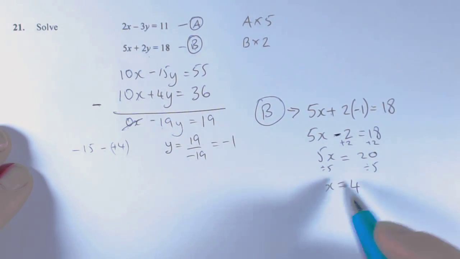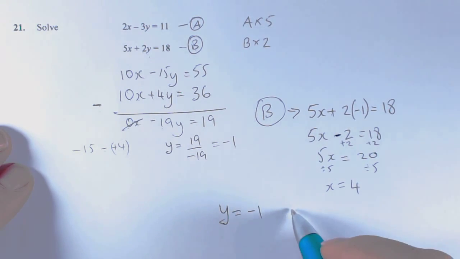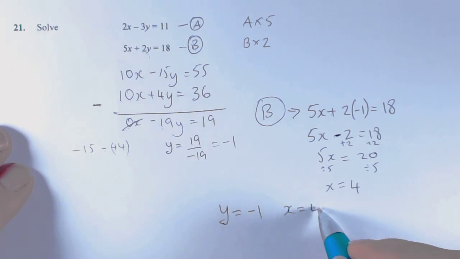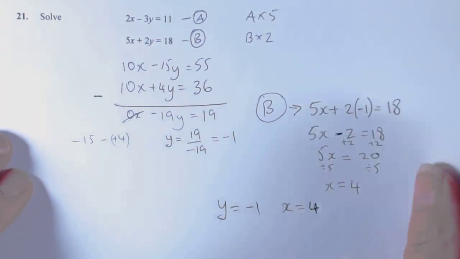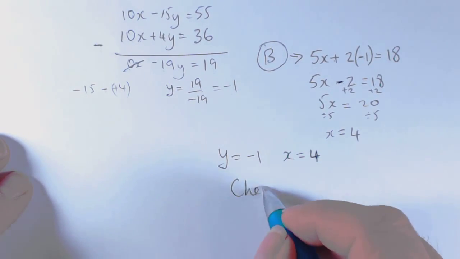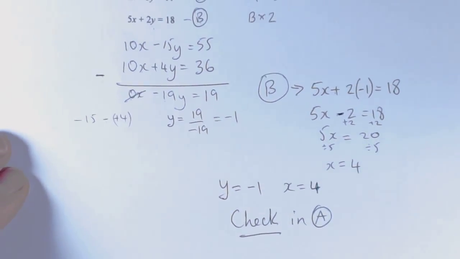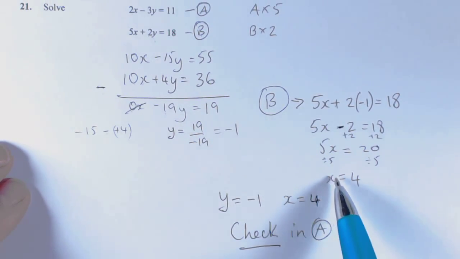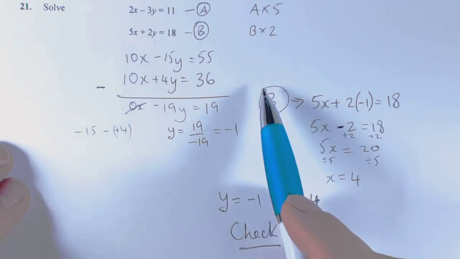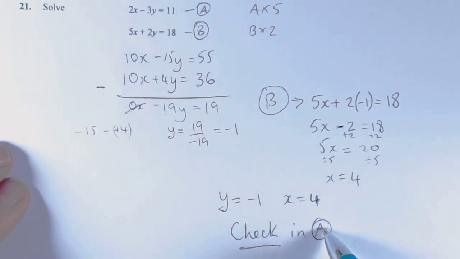So we now think that the answer for this question is the y value is worth negative 1 and the x value is worth negative 4. Sorry, not negative 4, positive 4. With simultaneous equations, one of the most important things to remember to do is to always check. And we check in the equation we didn't use at the beginning to find the value of x. So we used B to find the value of x, so we now check in A.